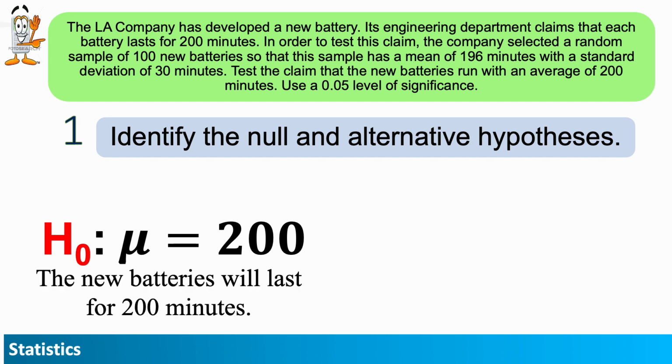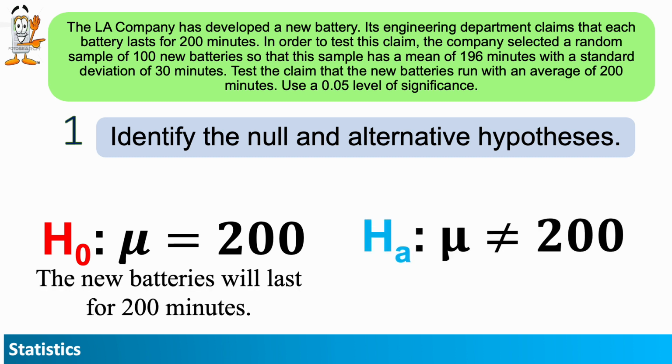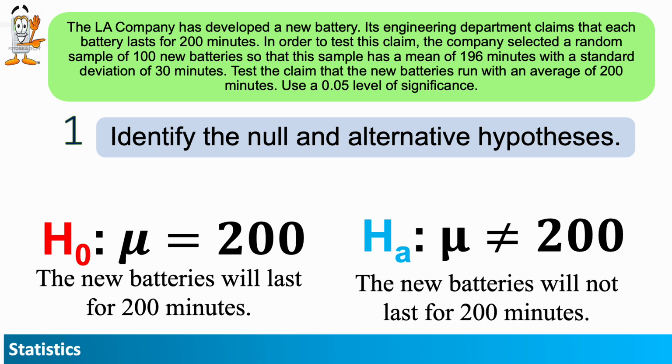The null hypothesis: the new batteries will last for 200 minutes. Your alternative hypothesis is that the new batteries will not last for 200 minutes. There are no specifics here, whether it's greater than or less than. That means, since it's not equal to 200, it's both greater than and less than. That means we're dealing with a two-tailed computation here.